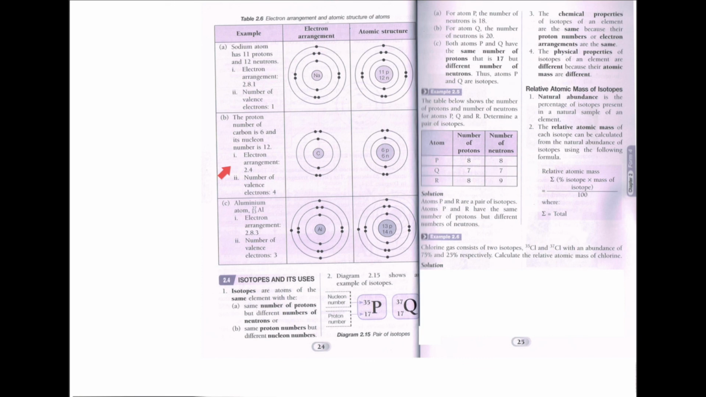Carbon, you can see the information on your own. Aluminium also, aluminium is 2.8.3, yeah? 2, 8 for the second shell and 3 electrons for the third shell. Okay, we will look at 2.4 next time. Now I just leave it like this first.